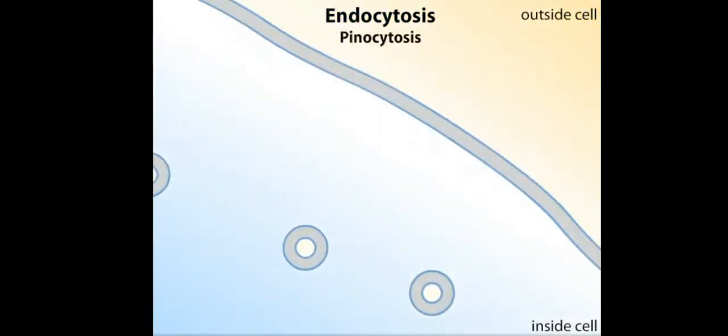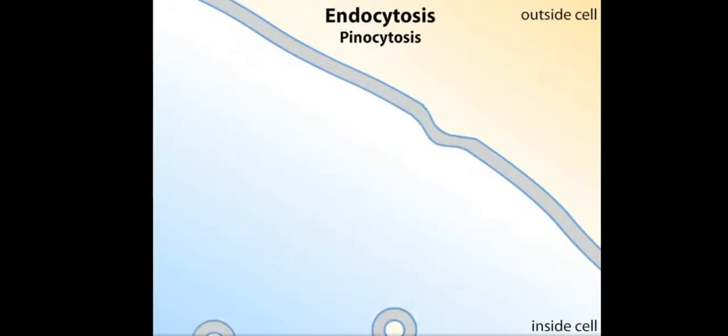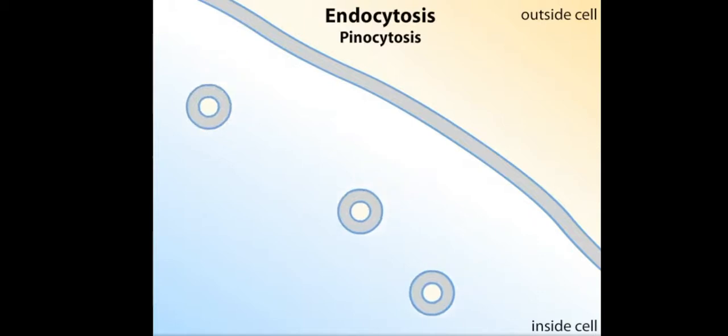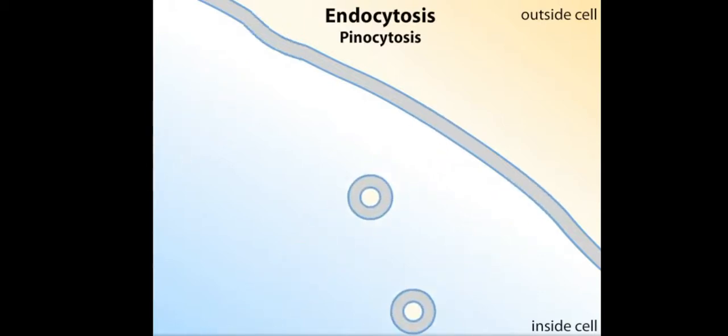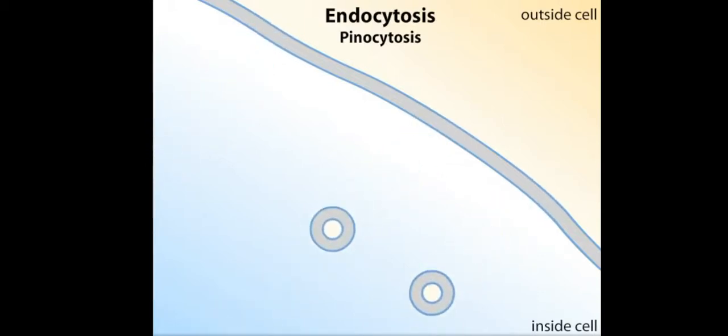In another type of endocytosis called pinocytosis, small vesicles pinch off from the plasma membrane, bringing small dissolved substances or fluids into the cell. Pinocytosis means cellular drinking.